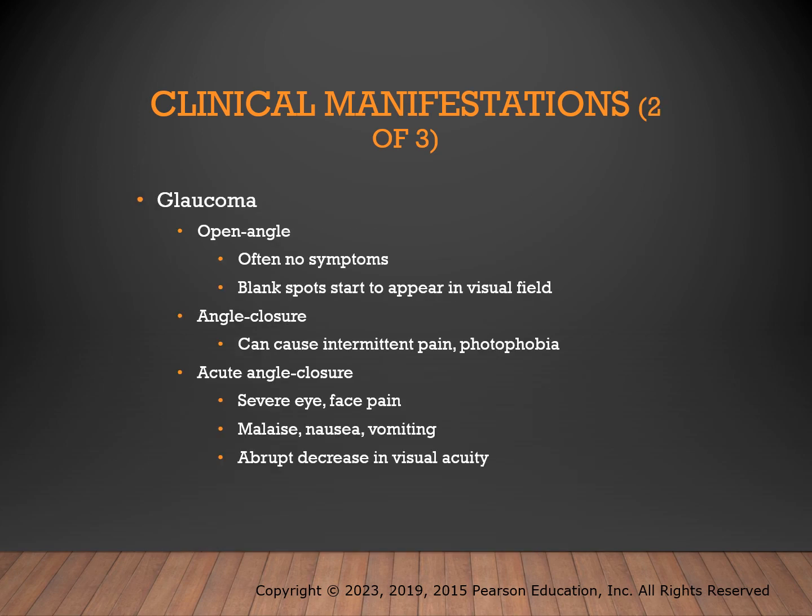Symptoms such as severe eye and face pain, general malaise, nausea and vomiting, seeing colored halos around lights, and experiencing an abrupt decrease in visual acuity are associated with acute episodes of angle closure glaucoma. The conjunctiva of the affected eye may be reddened, and the cornea may be clouded with corneal edema. The pupil may be fixed, non-reactive to light at midpoint.